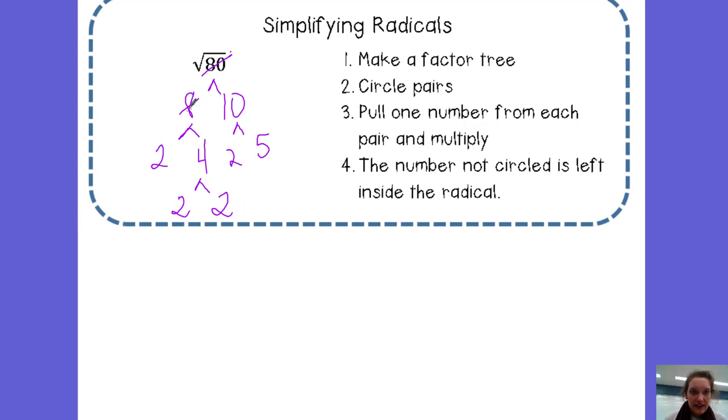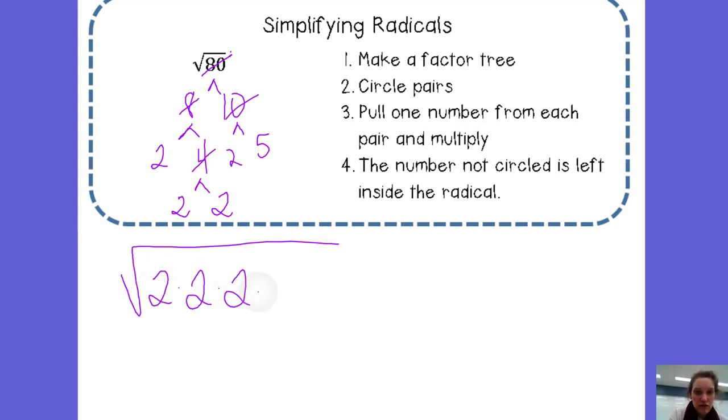So I took the 8 and split it into 2 and 4. I took the 4 and split it into 2 and 2. I took the 10 and split it into 2 and 5. So I'm left with 2 times 2 times 2 times 2 times 5. So this square root of 80 is essentially the same thing as the square root of 2 times 2 times 2 times 2 times 5. I just took the 80 and split it into all that.